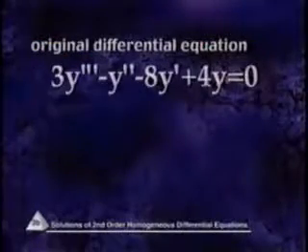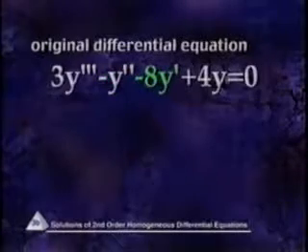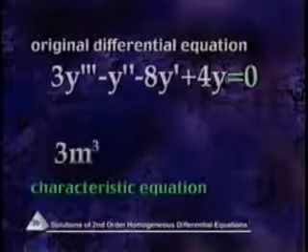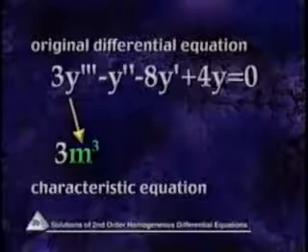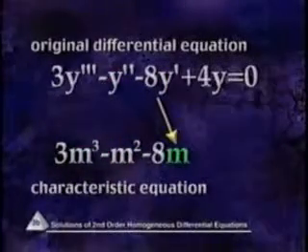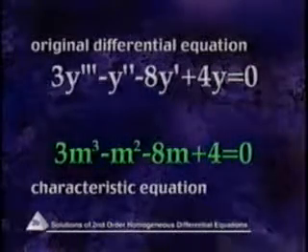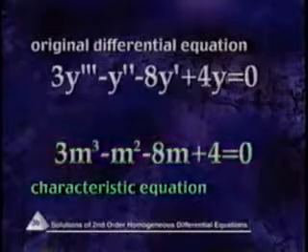The differential equation is 3y triple prime minus y double prime minus 8y prime plus 4y equals 0. To form the characteristic equation, we just replace the y triple prime with an m cubed, the y double prime with an m squared, and the y prime with an m, and the y with a 1. This gives us 3m cubed minus m squared minus 8m plus 4. And that's the characteristic equation. See how easy it is to find a characteristic equation?